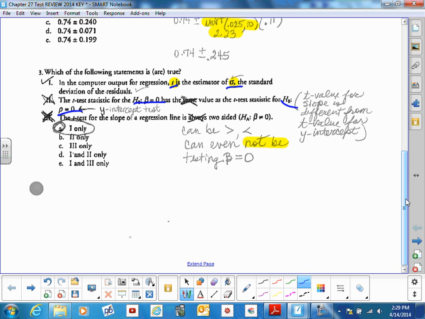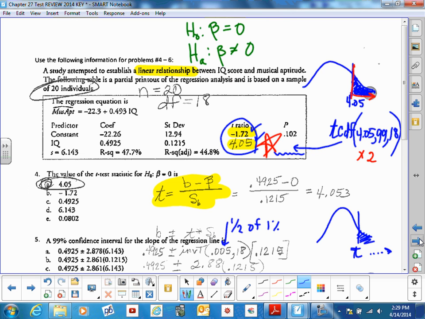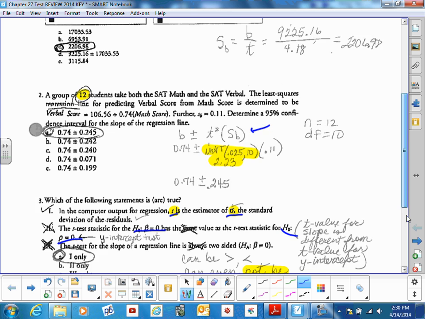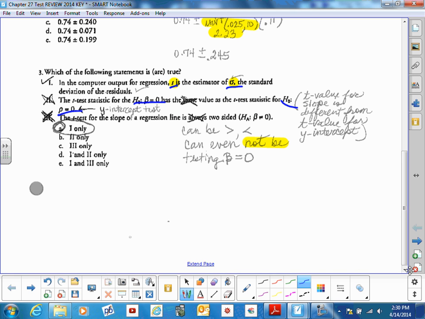Y-intercept is normally extrapolation, but let me show you what that looks like on a computer printout. Right here, look at this. This would be your t-value for your y-intercept, and of course, this is your t-value for your slope. I don't know if I've ever seen those come out to be the same number. Those are 2 separate tests. They don't have much to do with each other. They're separate values, separate tests, so those t-values are not typically the same. All right, so that is why statement number 2 is also false.